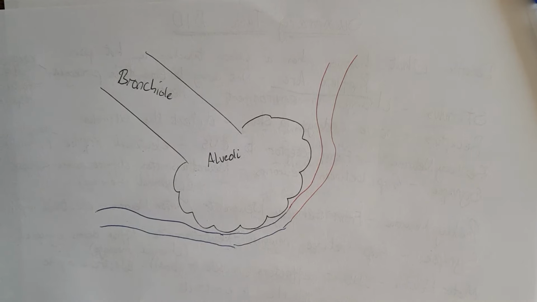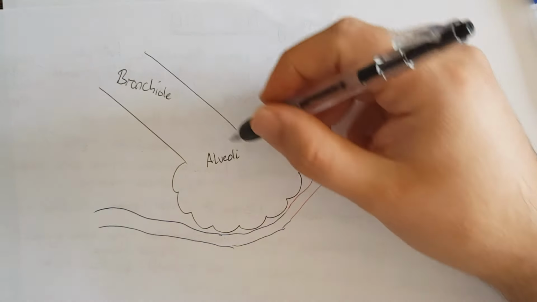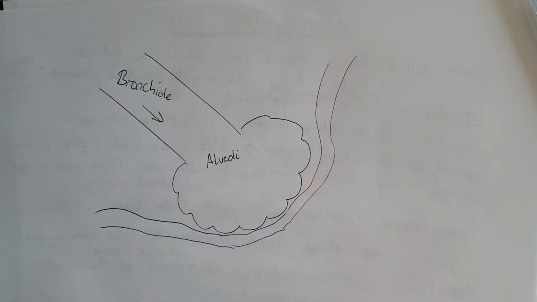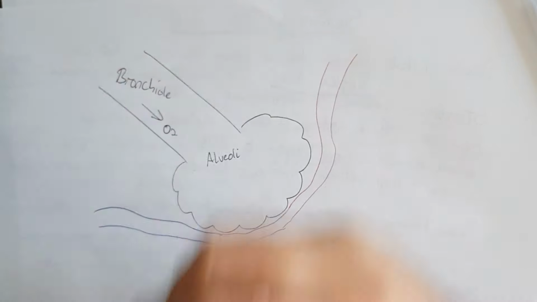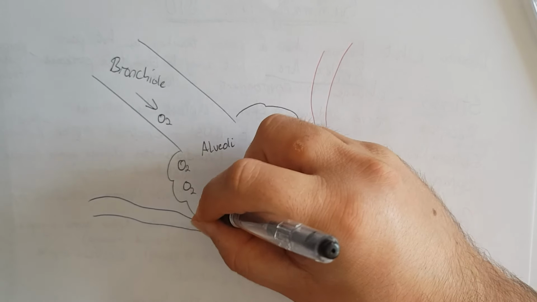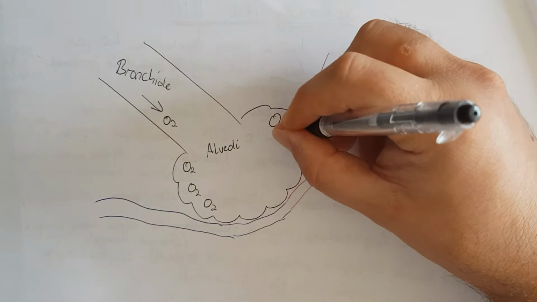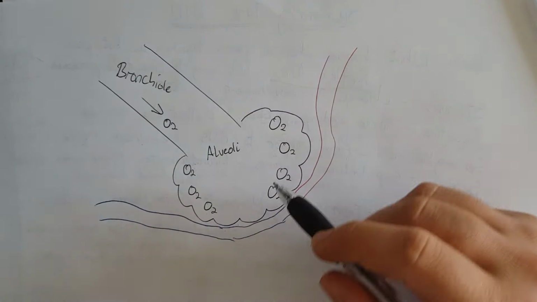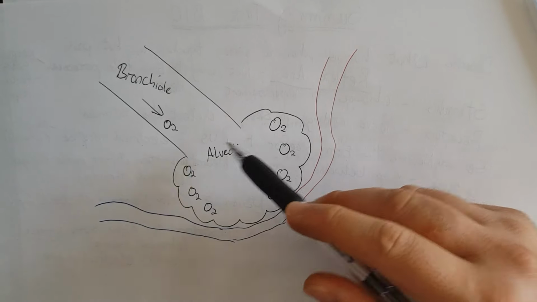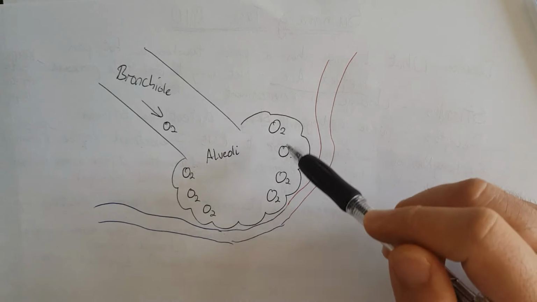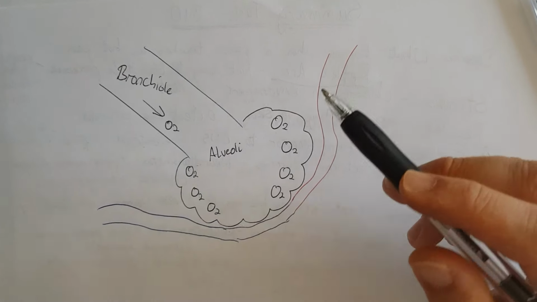So we're now going to look at the actual gas exchange that happens at the alveoli. So we've got our bronchiole going down to our alveoli. Air is going in. The air is very, very rich in oxygen, so we get plenty of oxygen molecules all in here. There is obviously some nitrogen, carbon dioxide, hydrogen, helium, all in there as well, but only in very, very tiny amounts. Oxygen is about 21% of the air that we breathe.